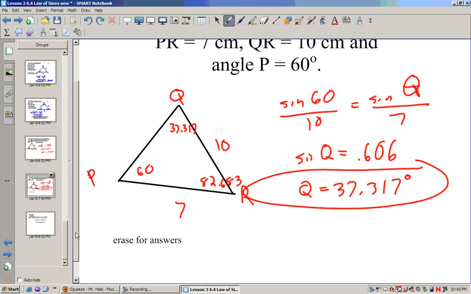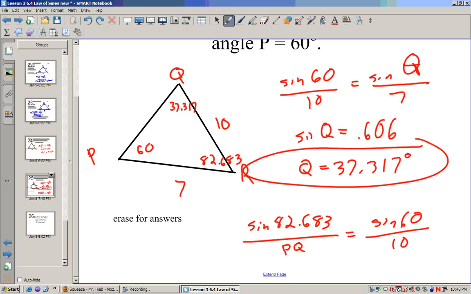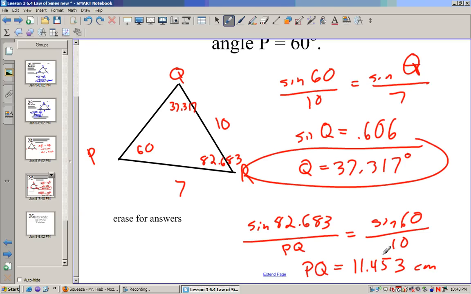And I get 82.683. So if I want to find PQ, I take the sine of 82.683 over PQ and set that equal to the sine of 60 over 10. So 10 times the sine of 82.683 divided by the sine of 60. PQ is equal to 11.453, probably centimeters. Yep. All right.